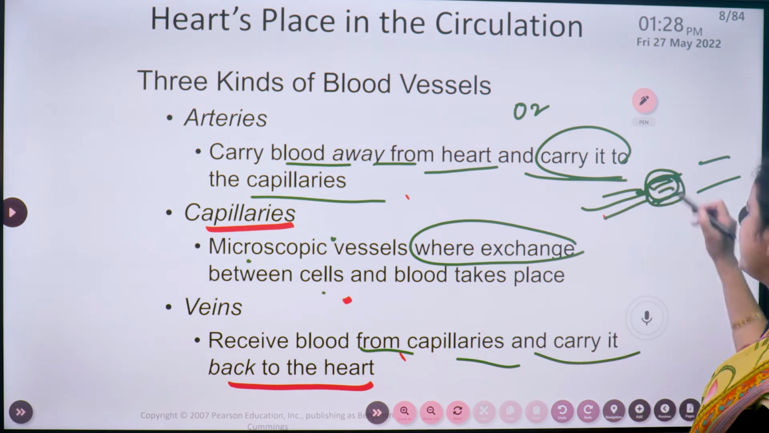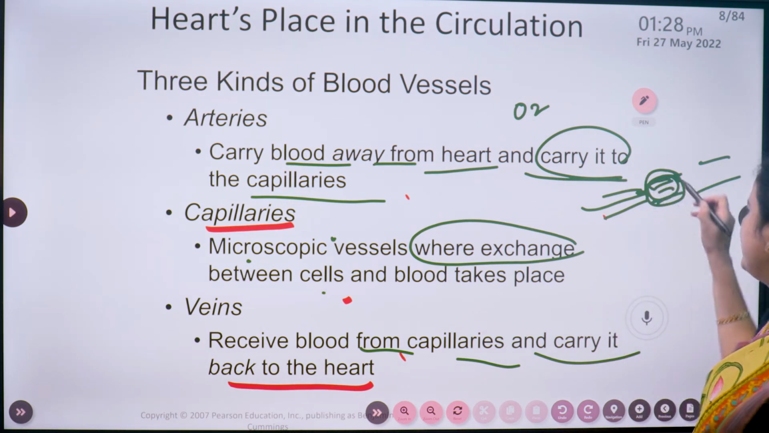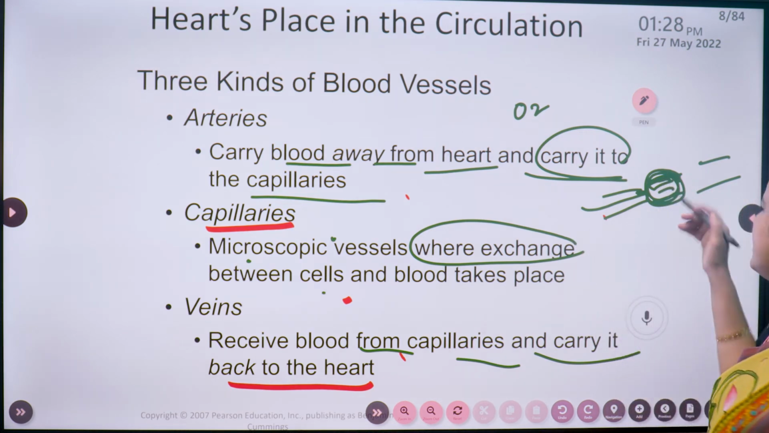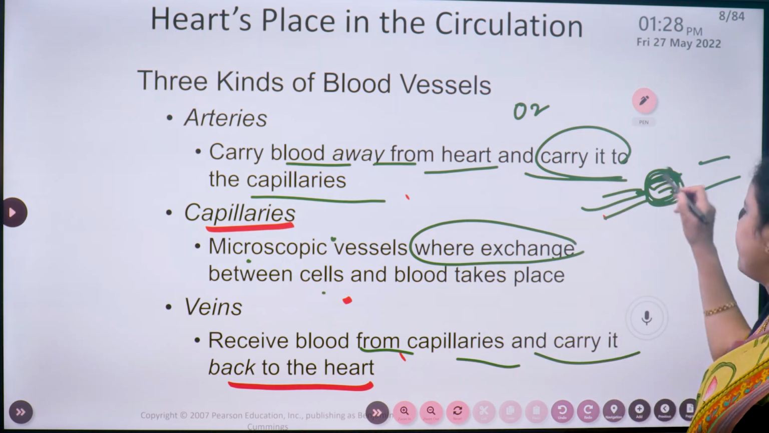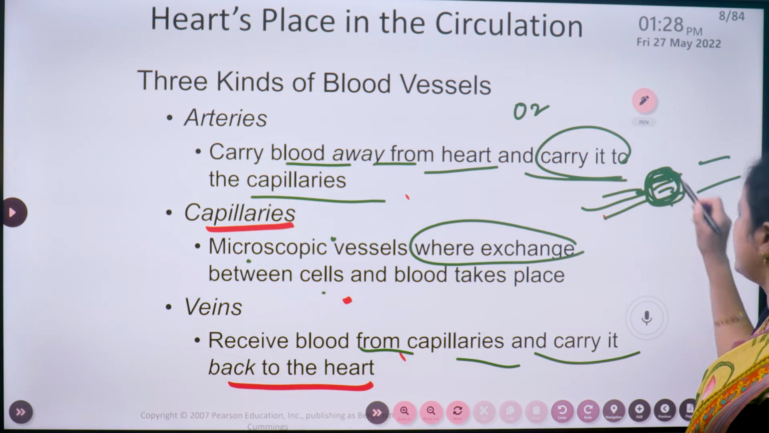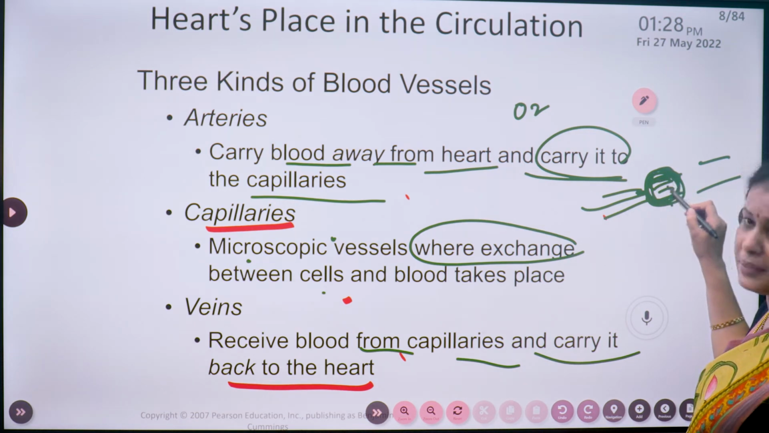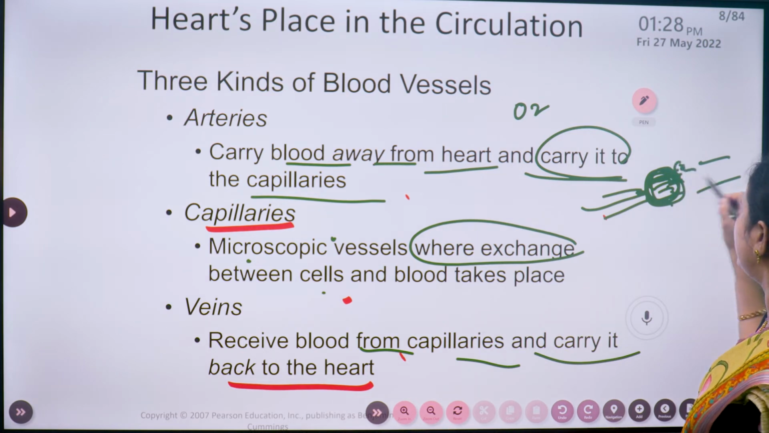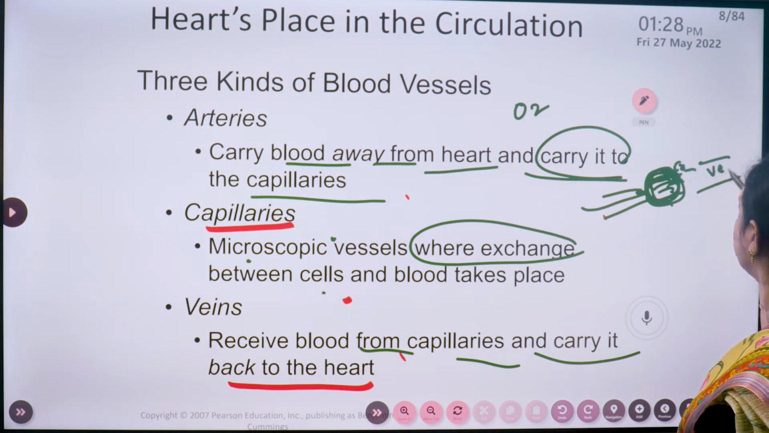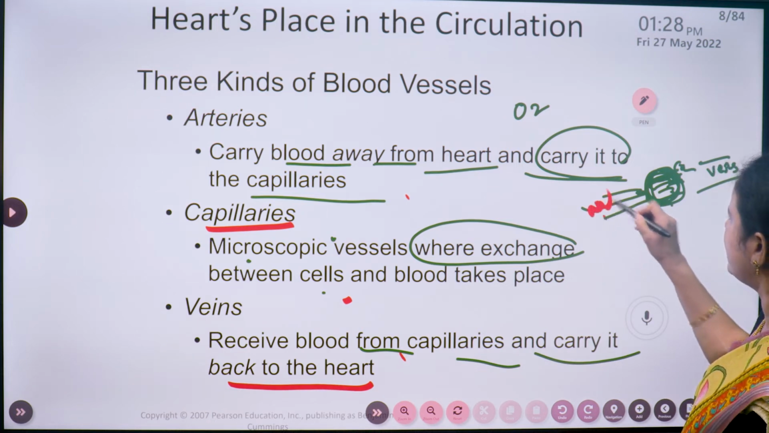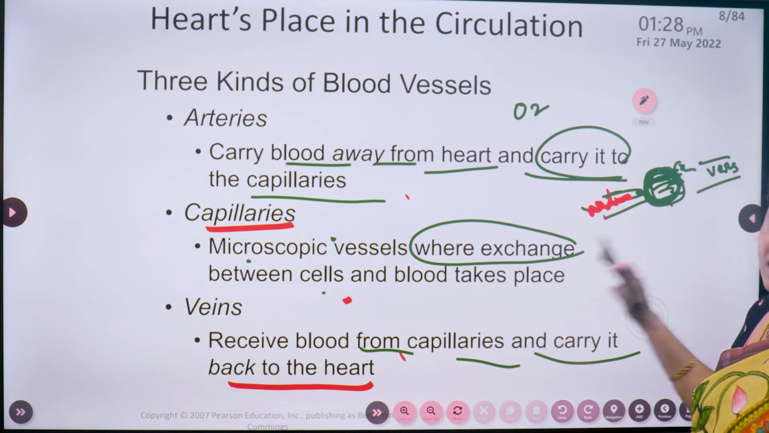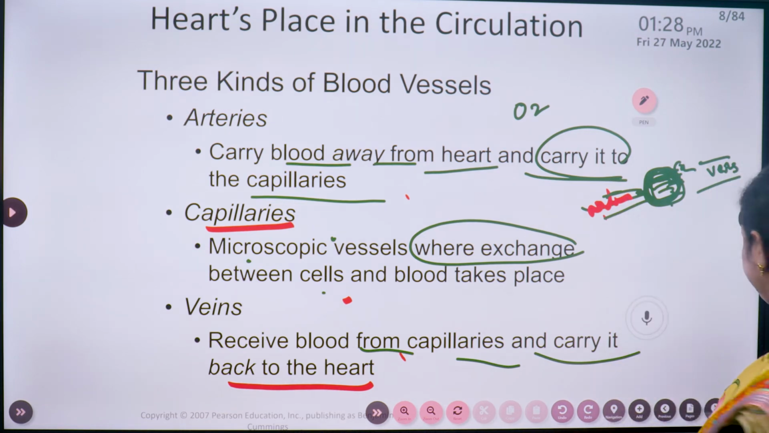Usually, the exchange of gases which takes place between the tissues and the blood is called internal respiration. From the capillaries, this deoxygenated blood will enter into the veins. These are the arteries. Capillaries are connections between arteries and veins.